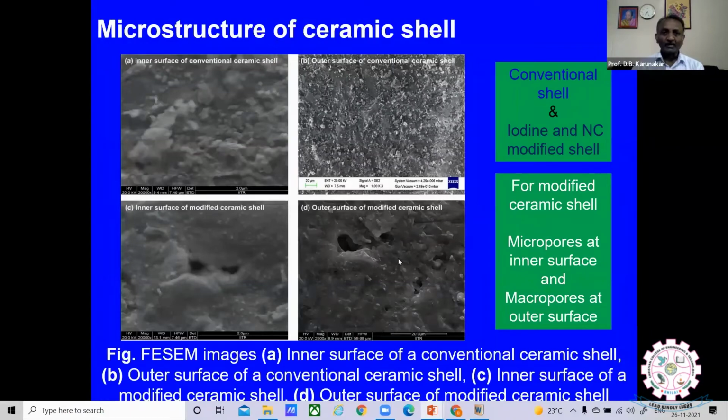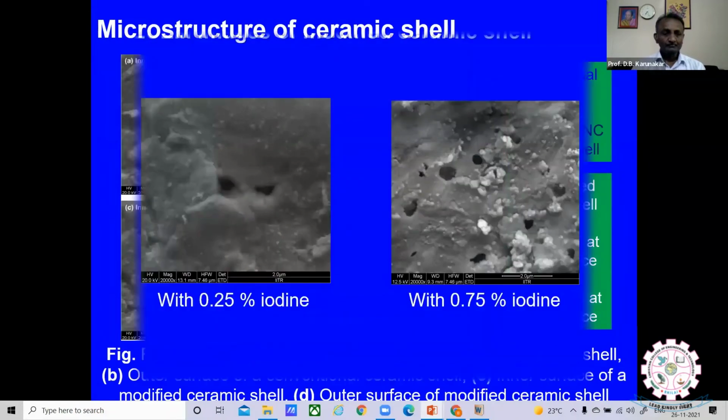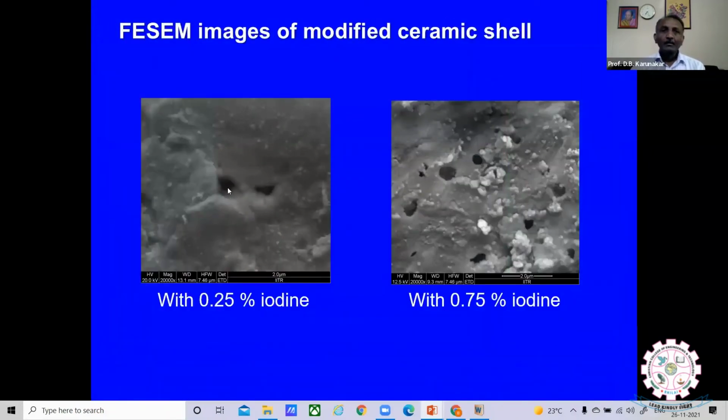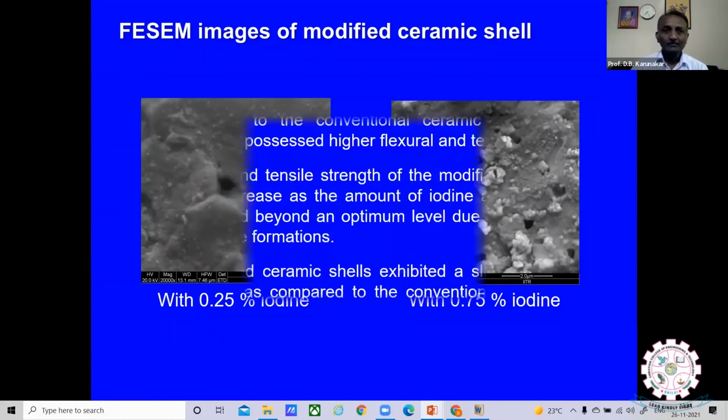Yes, macropores are there. So with 0.25 iodine, these are the images you can see, and with 0.75 iodine, more pores are there. But with 0.575 iodine, what is happening? Other properties are diminishing, like surface roughness is not acceptable. So considering all those factors, this 0.25 addition seems to be better. That is what we have filed in the patent.